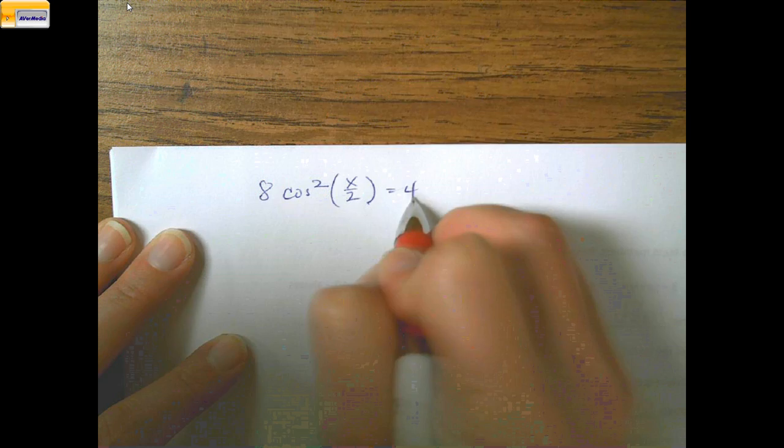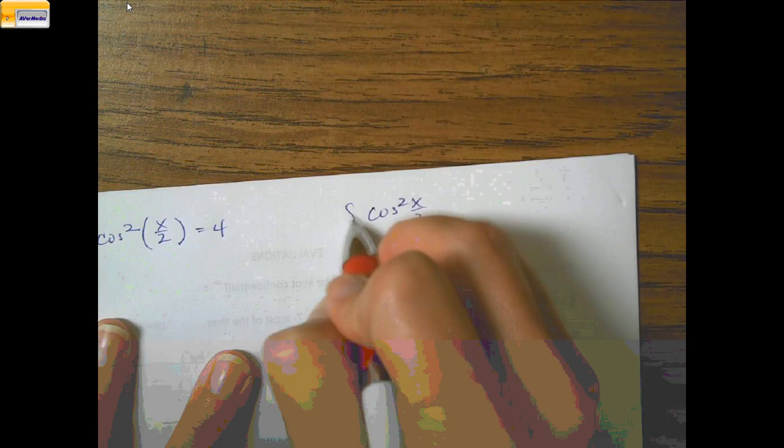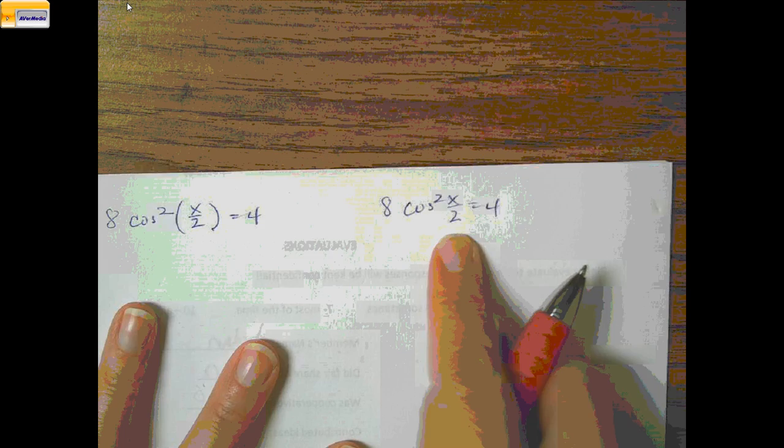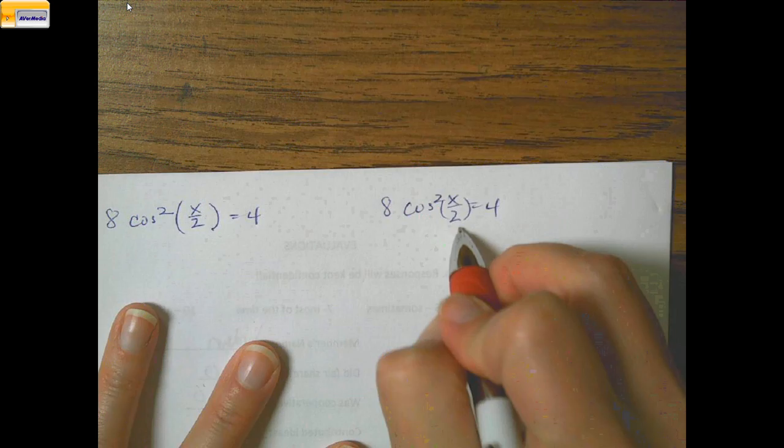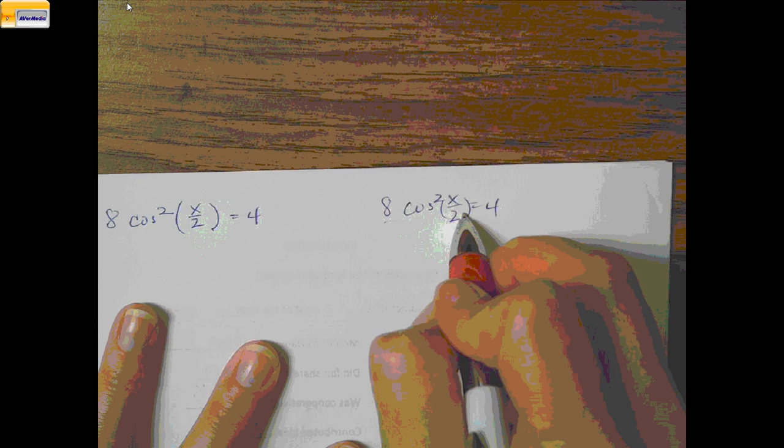So this time let's do something just slightly different. We have 8 cosine squared of x over 2, there's your half angle, equals 4. And be careful when you see it in your book, it's going to look like this, and some of you guys are going to be tempted to multiply everything by 2. Don't do that. The angle is divided by 2, not the entire piece here, so just be really careful.